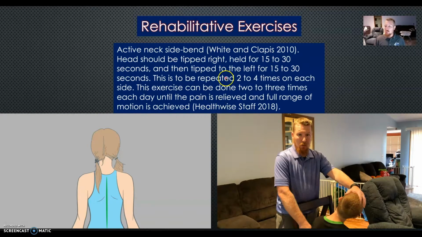And this exercise can be done 2 or 3 times a day, each day, to help relieve pain and to bring back full range of motion.